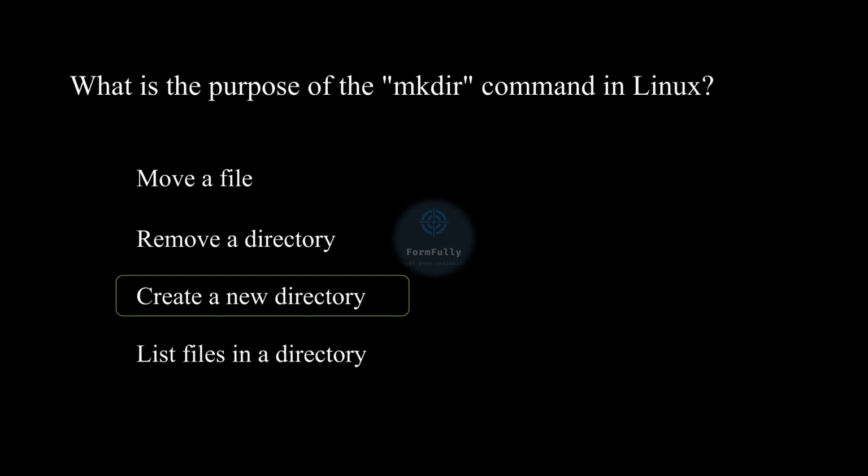The first option, move a file, is done with the mv command, and remove a directory is performed with the rmdir or rm command. And the fourth option, list files in a directory, is done with the ls command.